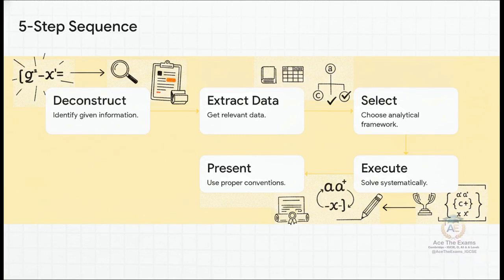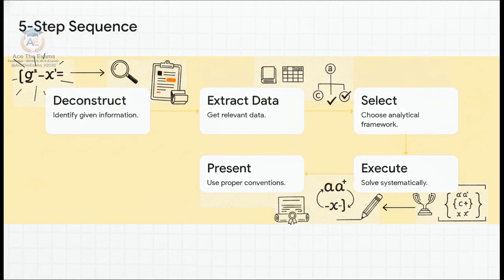You have to identify exactly what command words are being used. Step 2, extract the relevant data. Pull the actual numbers and variables out of the text or the tables. Step 3, apply your framework. And yes, even in math, we use a structure like PEEL: point, evidence, explanation, link. Your point is the mathematical rule you're applying. Your evidence is the data you extracted. Your explanation is your algebraic working.